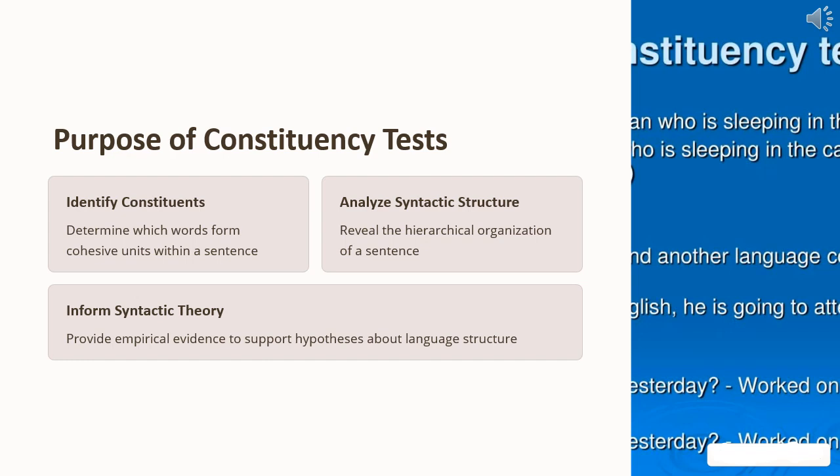The second purpose is analyzing syntactic structure. Constituency tests allow linguists to uncover the hierarchical structure of sentences. They help identify the relationships between different parts of a sentence and how they combine to convey meaning. The third thing is informing syntactic theories. Constituency tests provide empirical evidence for various syntactic theories and hypotheses. By confirming the existence of constituents through these tests, linguists can support or refine their theoretical frameworks.